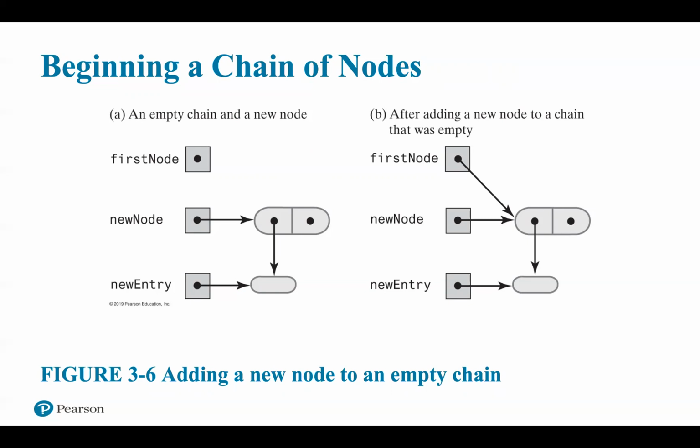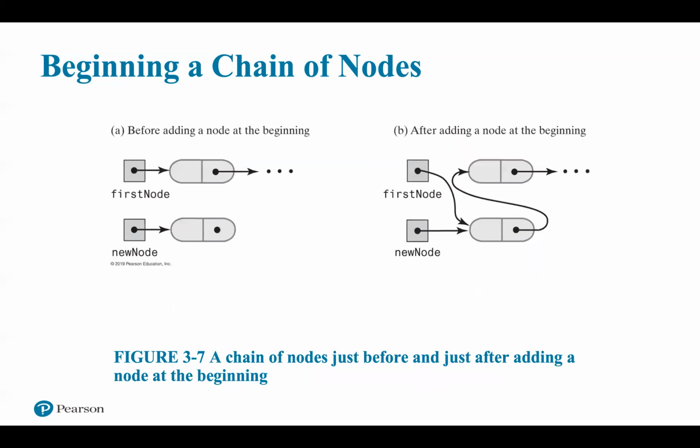Note that in part B, both firstNode and the new node reference the same node. After the insertion of the new node is complete, only firstNode should reference it. We should set newNode to null, but as you will see shortly, newNode is a local variable of the method add. As such, newNode will not exist after add ends its execution. The same is true of the parameter newEntry, which behaves like a local variable. So we make the new node reference the first node in the chain, making it the first node.